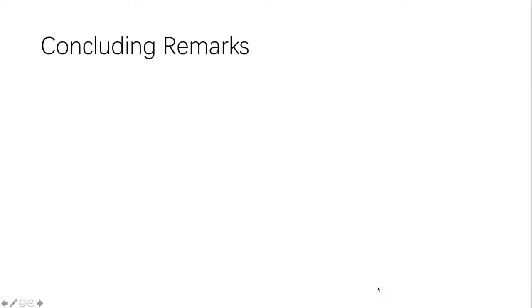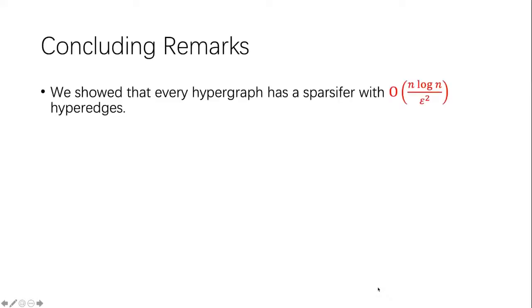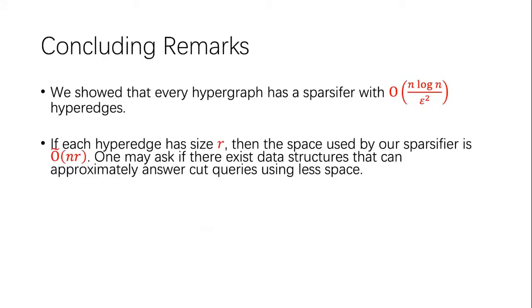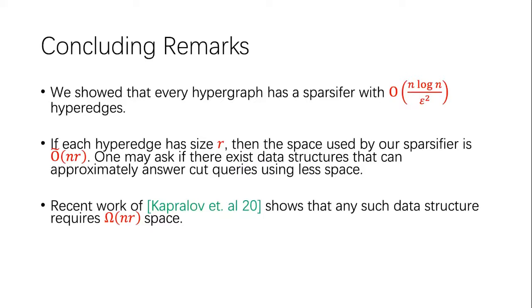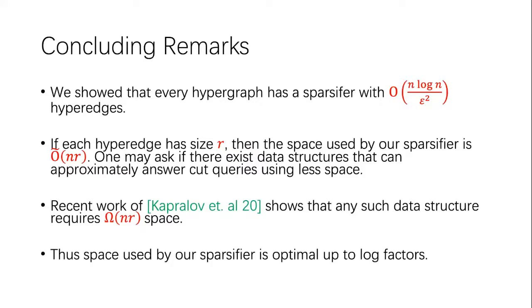So in conclusion, we show that every hypergraph has a sparsifier with order n log n over epsilon squared hyperedges. But note that if each hyperedge has size r, then the space used by our sparsifier is order nr. So one may ask if there exist data structures that can approximately answer cut queries using less space. But very recently, Kapralov et al. showed that any such data structure actually requires almost nr space. So the space used by our sparsifier is optimal up to log factors. So that's it. Thanks for listening.